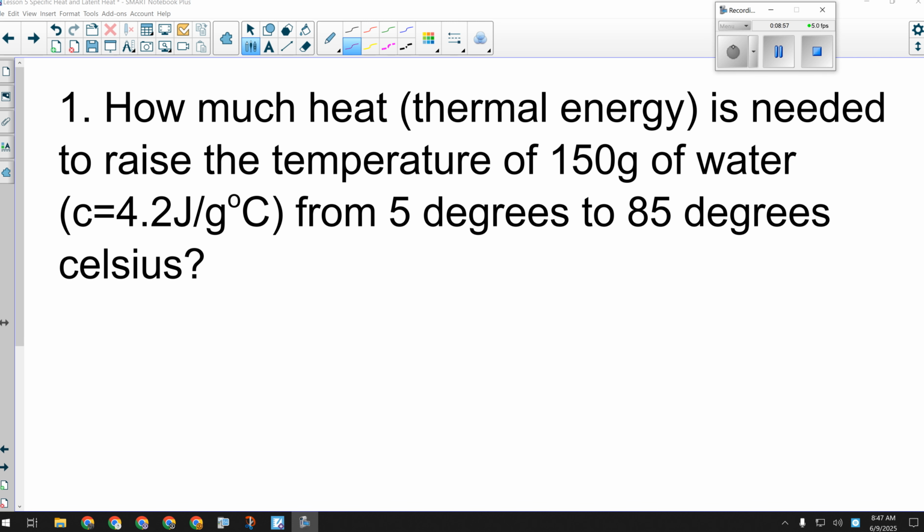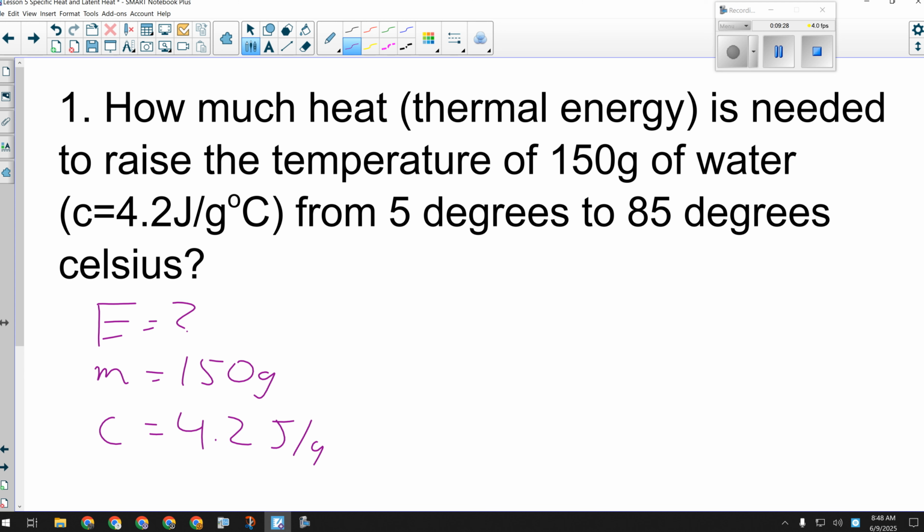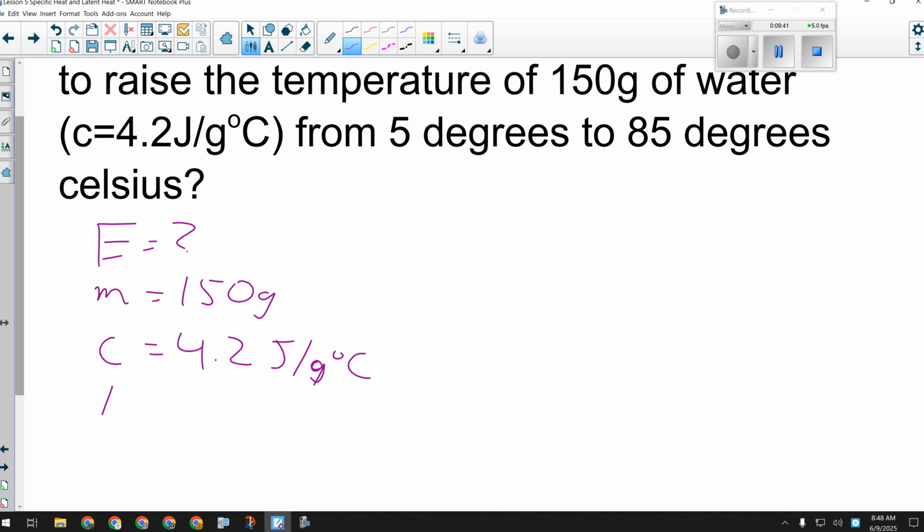All right, so how much heat or thermal energy is needed to raise the temperature? What am I looking for here? Energy, yeah, I'm looking for E. E is the question mark, needed to raise the temperature of 150 grams of water. They give me two things there: mass, and they told me what material it is, so I can find out its heat capacity. For water, it's 4.2 joules per gram degree Celsius. That's one you're going to use a lot. And we're heating it from 5 degrees to 85 degrees. What's our temperature change? 80 degrees.